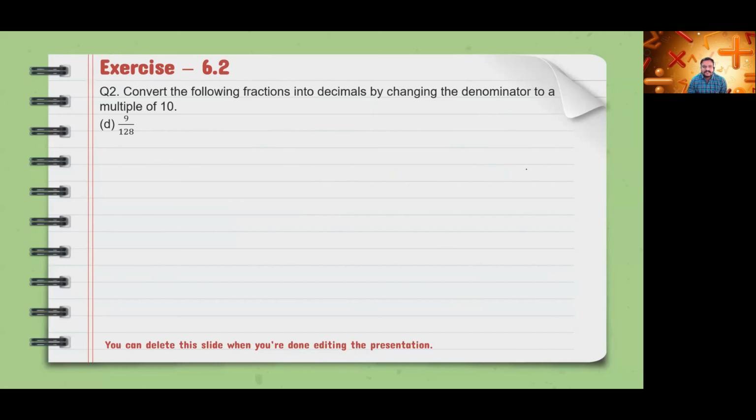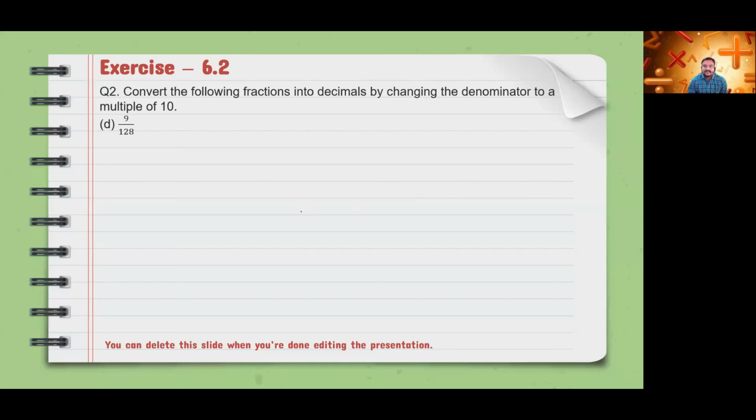Now this one is interesting. Okay. Who will do this? Vaishnavi, can you try this, 9 upon 128? Yes, sir. 9 upon 128. So 128 into 10 and 9 into 10, and 90 upon 1280.